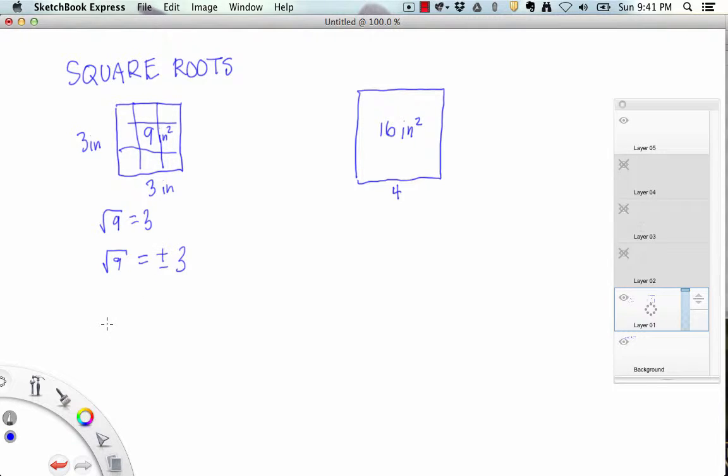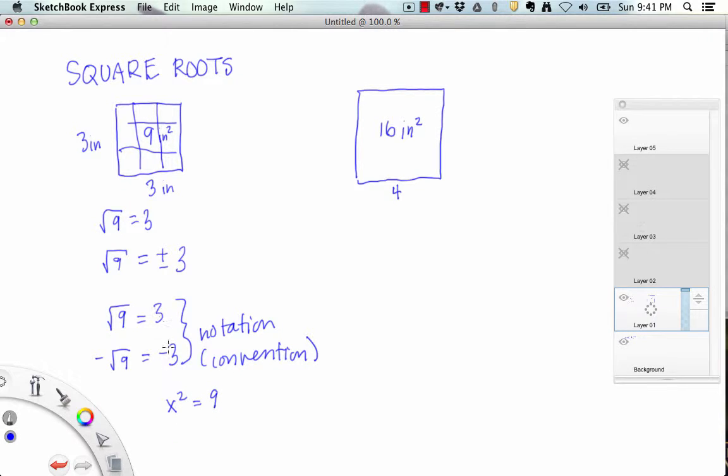What mathematicians try to do is, if they mean the positive square root, they'll say this. And if they mean the negative square root, they'll put the little negative on the outside. So that would be the negative 3. But this is not true or untrue. This is notation, which sometimes you'll hear people talk about as a convention. But if you're looking for solutions, x squared is equal to 9, it's important to remember that both of these are possible. So then for sure we want to be able to say plus or negative 3.